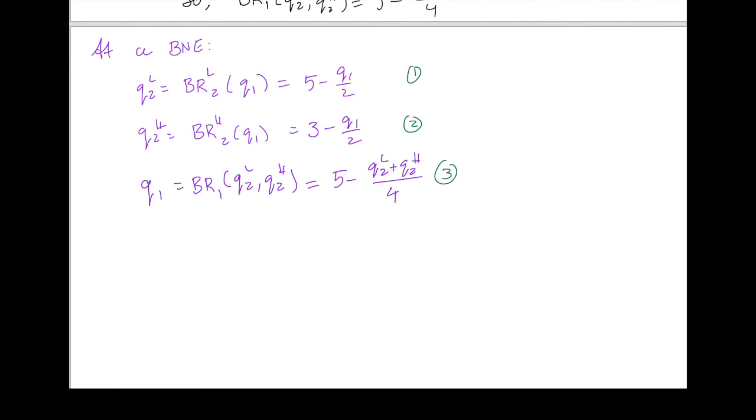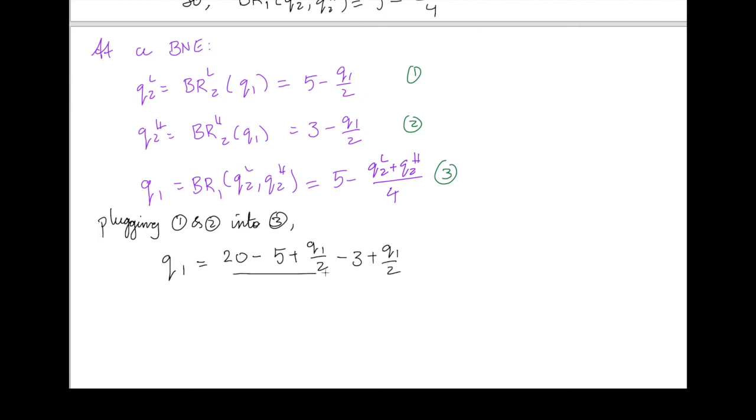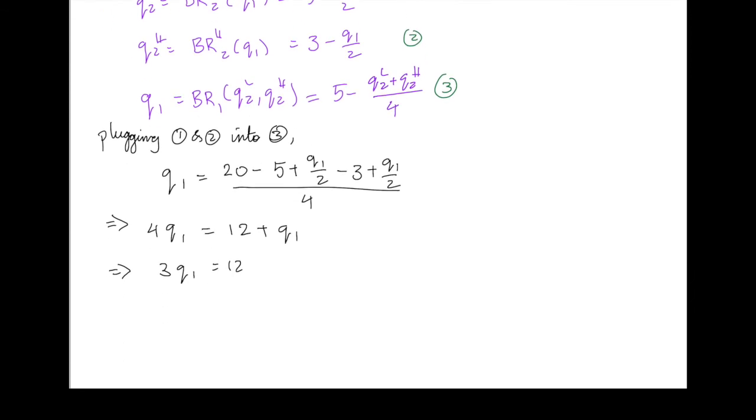Now all we have to do to find the Bayes-Nash equilibrium is to solve this system of equations for Q1, Q2L, and Q2H. Let's plug 1 and 2 into 3 so we can isolate Q1. So Q1 is 5 minus [(5 minus Q1 over 2) plus (3 minus Q1 over 2)] divided by 4, which means that 4Q1 equals 12 plus Q1, which in turn means that 3Q1 equals 12. Therefore, Q1 has to equal 4.